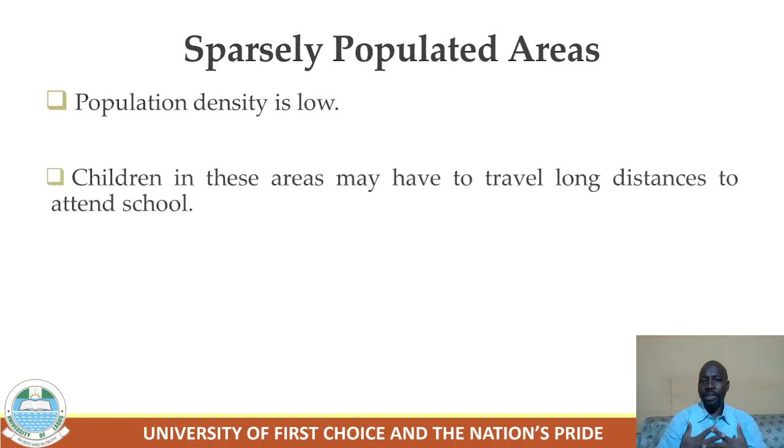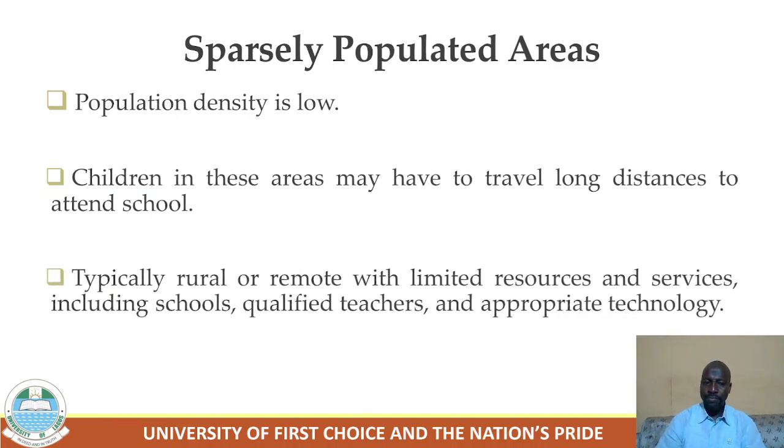And children in these areas may have to travel long distances to attend schools because the population density is low. So there may not be the need for the government to locate one, two, three, four, five schools. No. The schools there may be few in number, and this will make students have to travel long distances to be able to attend schools.